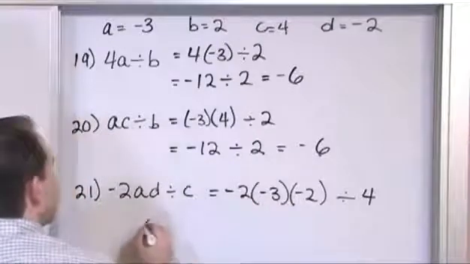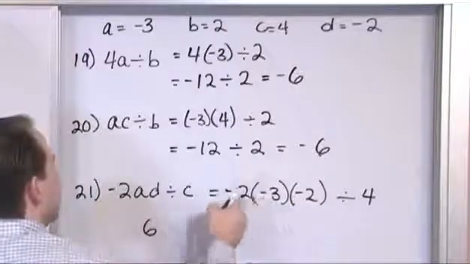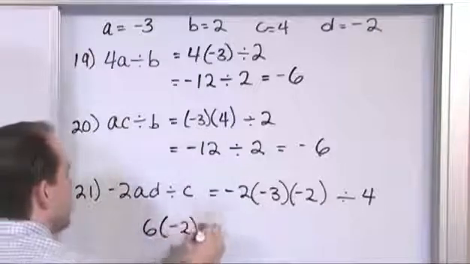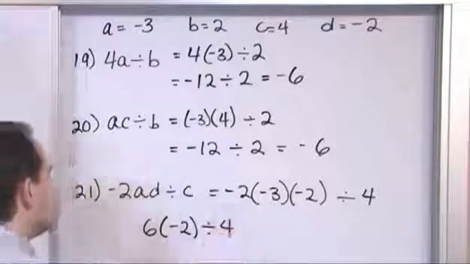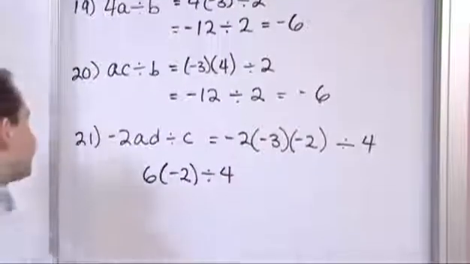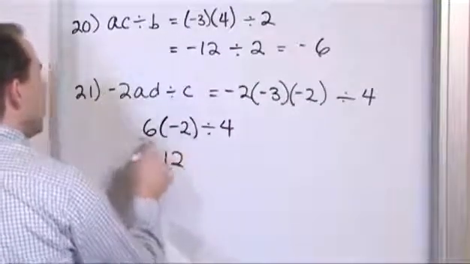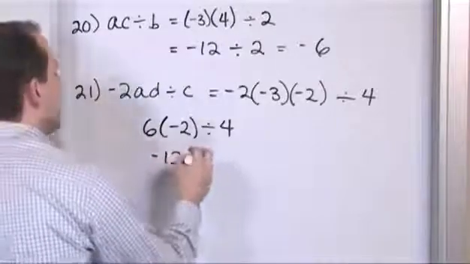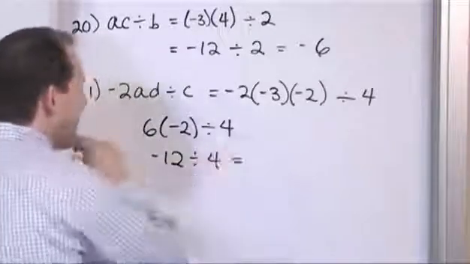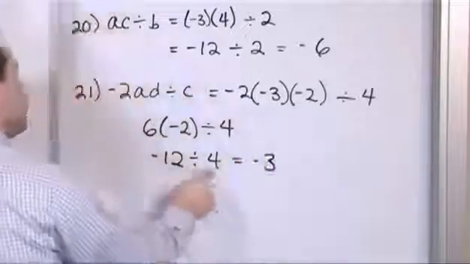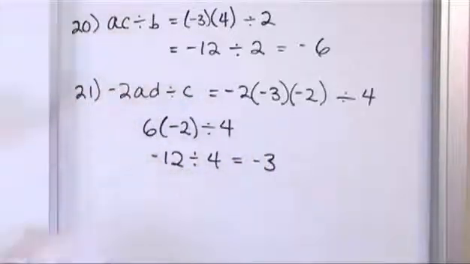2 times 3 gives us 6. +6 because these two signs are the same. We still have to multiply by the -2, and we still have to divide by 4. So let's leave that like that. 6 times 2 gives us 12, but it's going to be a -12 because these two signs are different. We still have to divide by the 4. 12 divided by 4 gives us 3, but it's going to be a -3 because these signs are different. So you'll get, at the end of the day, a -3 for the answer.